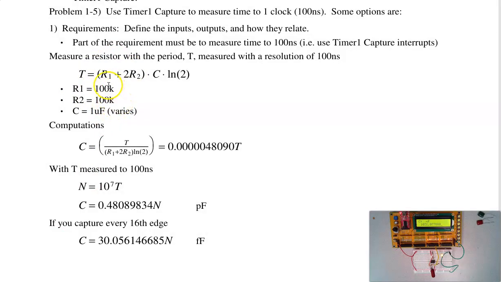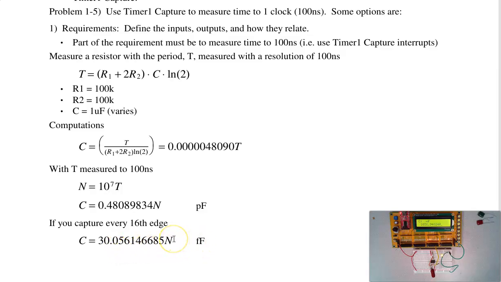The period should be R1 plus 2R2 times C times log of 2. Doing some computations and solving for C, C should be that number times T. If I have a 10 megahertz clock, then the number of clocks is 10 to the 7th times T. Plugging it in, C is 0.4089 N picofarads. If I count every 16th edge, it'll be 30.056 femtofarads.